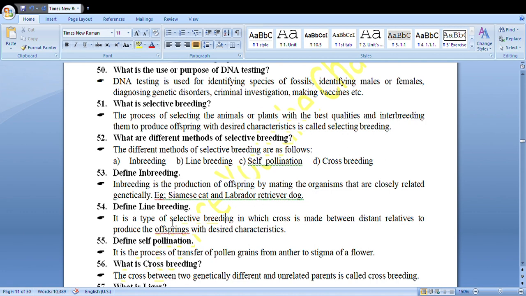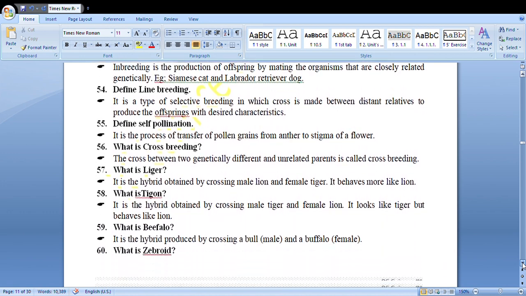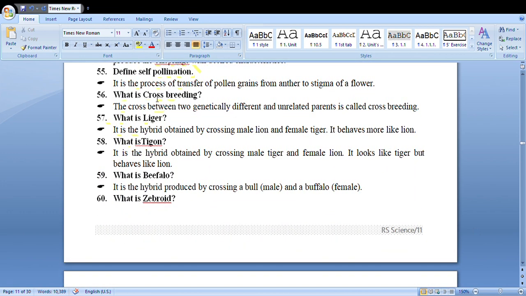Define line breeding. It is a type of selective breeding in which cross is made between two distant relatives to produce offspring with desired characteristics. Define self-pollination. It is the process of transfer of pollen grain from anther to stigma of a flower. What is crossbreeding? The cross between two genetically different and unrelated parents is called crossbreeding.